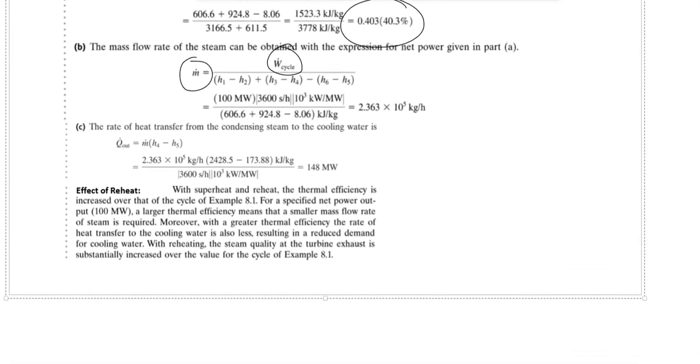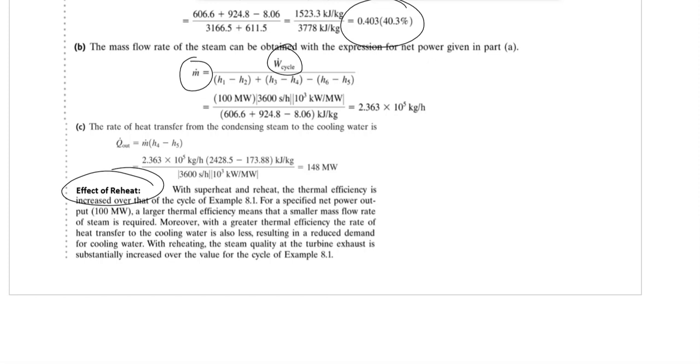I hope you understand the question. If you have any problem regarding this question, you can post it in Google Classroom, and I would be able to answer that. One thing: it's about finding the effect of reheat. Please make sure you compare this example with example 8.1, and you will find that by using the reheat cycle, we have improved the thermal efficiency of the Rankine cycle.